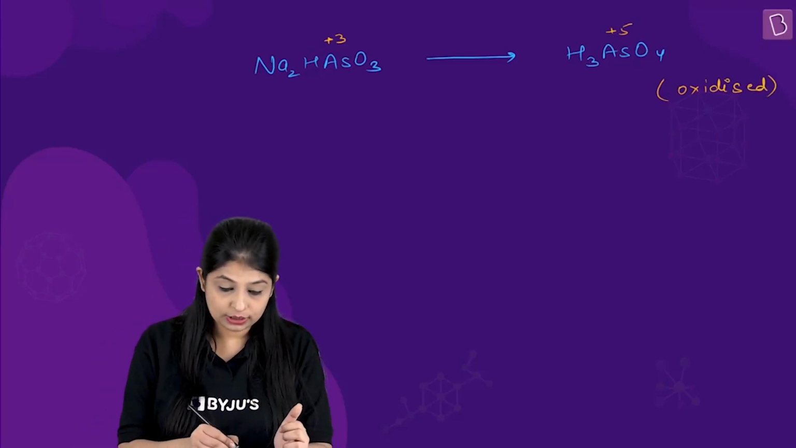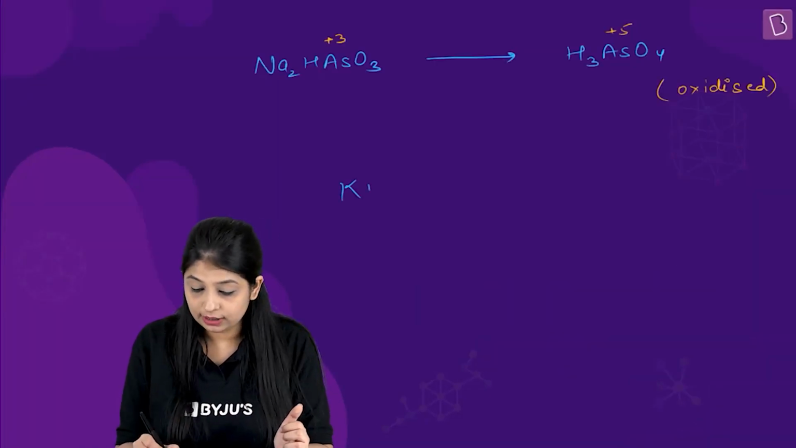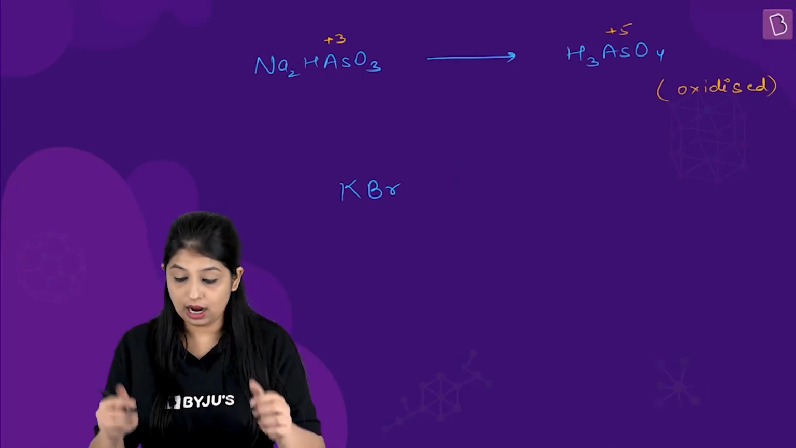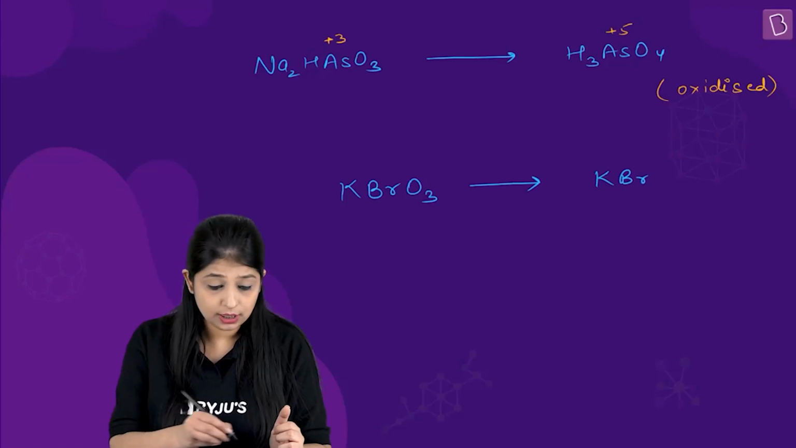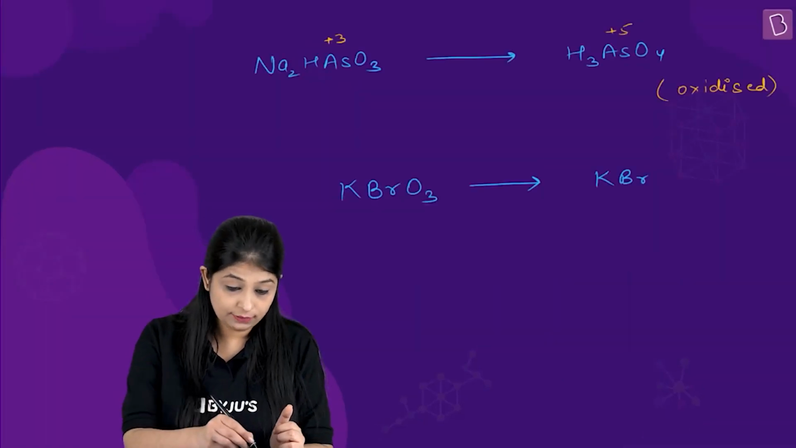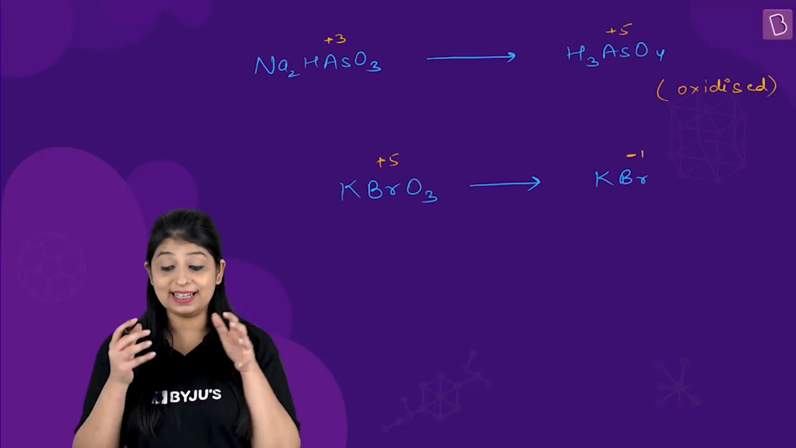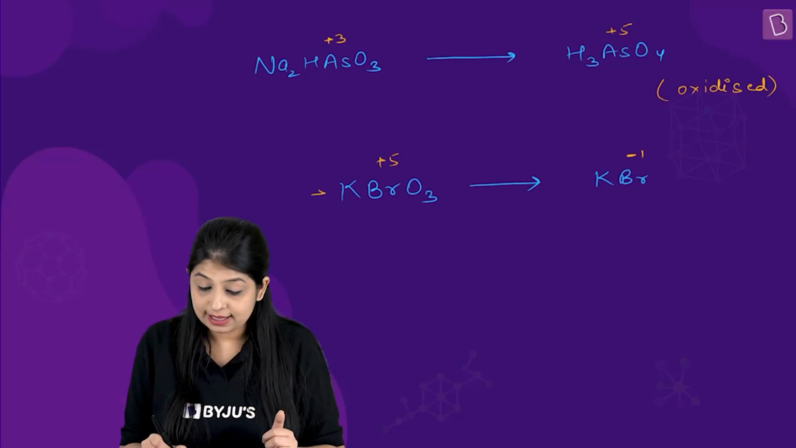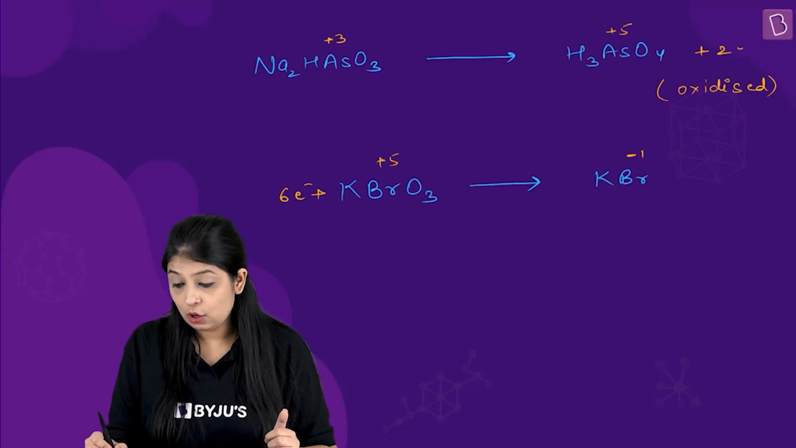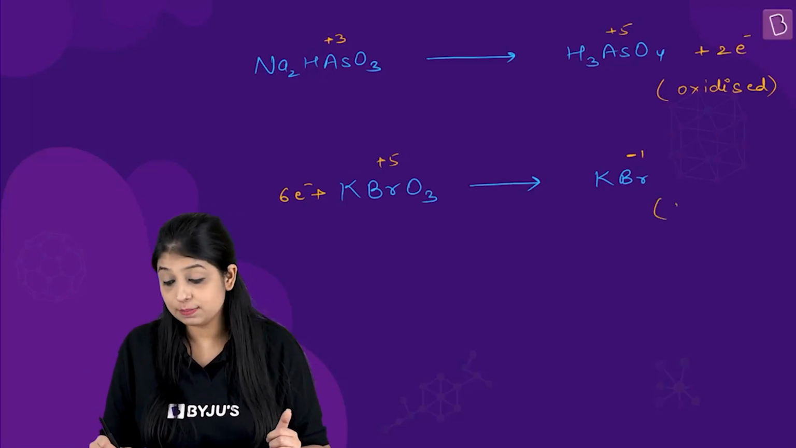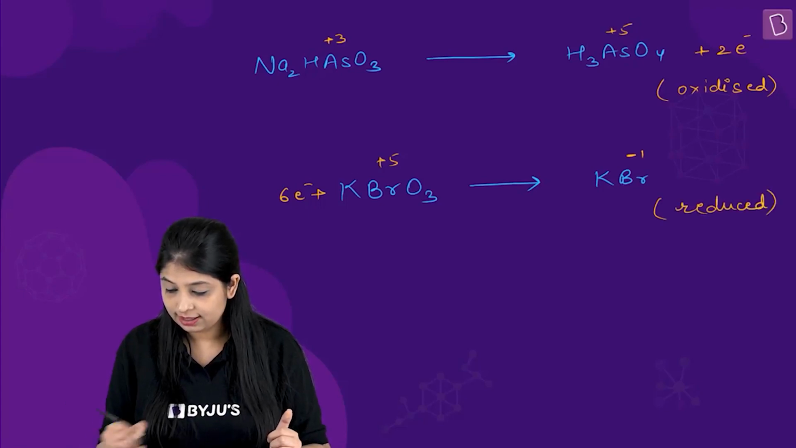What about KBrO3? The other half is KBrO3 going to KBr. Here the oxidation state was +5, and it is going to -1. So it has accepted, or gained, 6 electrons, while the arsenic species lost 2 electrons. So here it is being reduced.